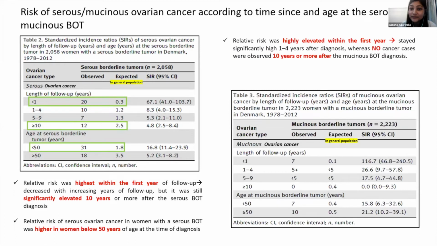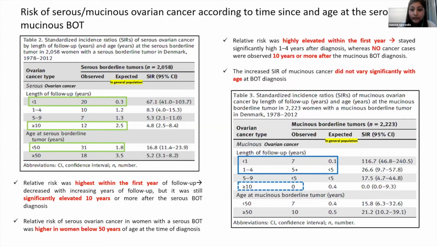Similarly, the relative risk was highly elevated within the first years, and it was significantly high 1 to 4 years after diagnosis, whereas no cancer cases were observed 10 years or more after the mucinous borderline tumor diagnosis. So in this table, you can see almost no case was diagnosed after a latent period of more than 10 years. The increased SIR of mucinous cancer did not vary significantly with age of borderline tumor. So be it below the age of 50 or above the age of 50, the number of observed cases was almost the same.